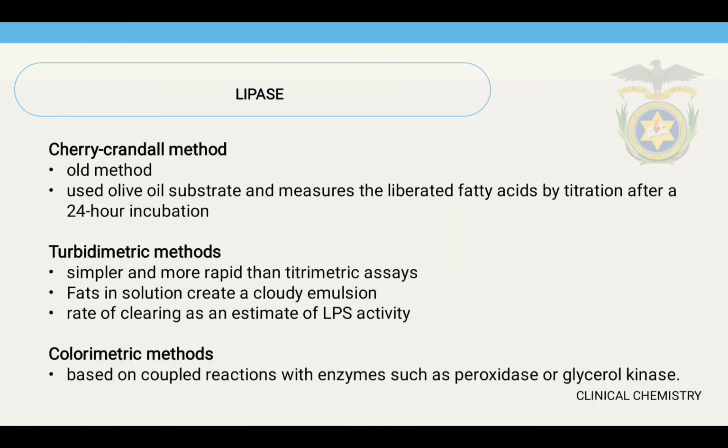The old method for measuring your lipase is your Cherry-Crandall method. It uses an olive oil substrate and then measures the liberated fatty acids by titration after a 24-hour incubation. Turbidimetric methods are simpler and more rapid than your titrimetric assays. Fats in solution create a cloudy emulsion, so the rate of clearing is used as an estimate of the activity of your lipase. Colorimetric methods are based on coupled reactions with enzymes such as your peroxidase and glycerol kinase.